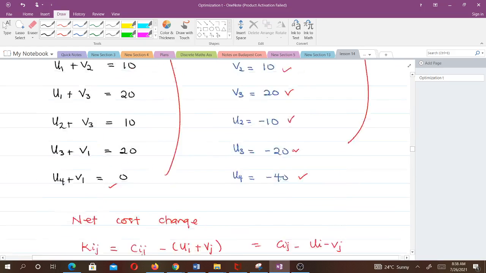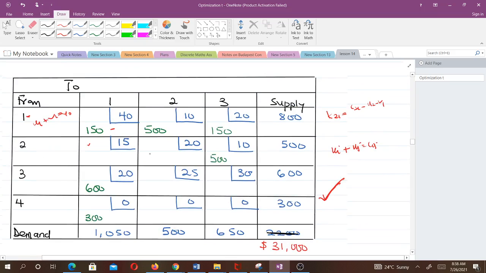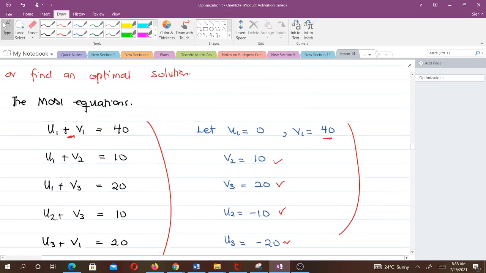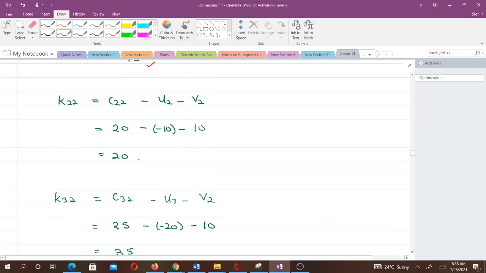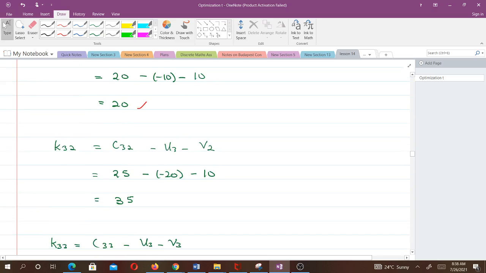So we'll calculate for K22. Since K22 is also an empty cell, we calculate for this, that, this, and that. So we'll calculate for all of them. So when we calculate for K22, we will get 20. K32 will get 35.